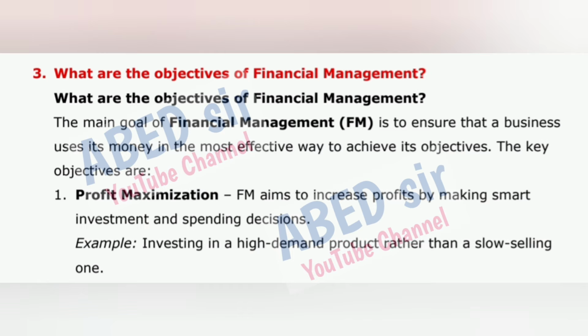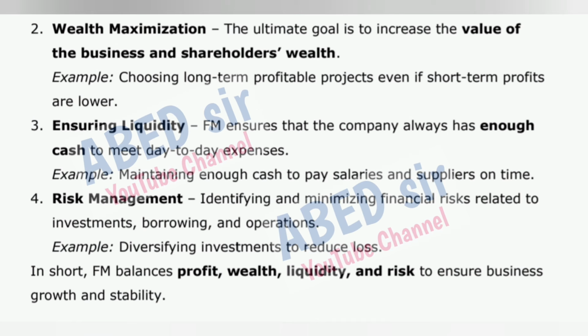1. Profit maximization. FM aims to increase profits by making smart investment and spending decisions. Example: investing in a high-demand product rather than a slow-selling one. 2. Wealth maximization. The ultimate goal is to increase the value of the business and shareholders' wealth. Example: choosing long-term profitable projects even if short-term profits are lower.